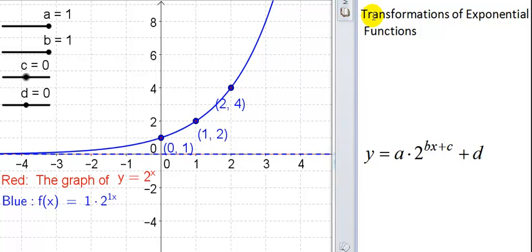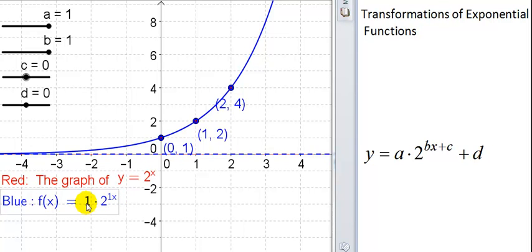In this short video, we're going to look at the transformations of exponential functions. So I want to look at y equals a times 2 raised to the bx plus c plus d. The exponential parent graph that I'm going to talk about is y equals 2 to the x. And I'm going to figure out what happens when I change the values of a, b, c, and d to my parent graph.